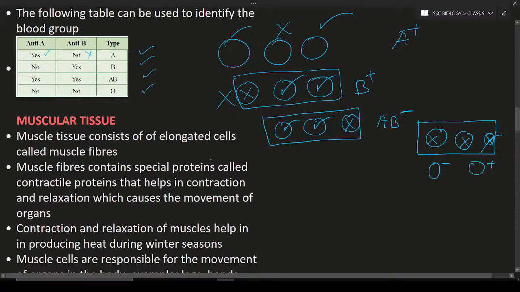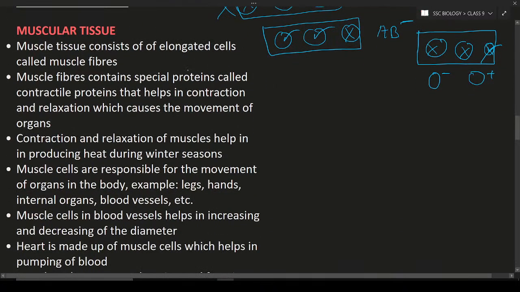So next one will be the muscular tissue. What is muscular tissue? Muscular tissue is a type of muscle cells present in the body for different functions. What are the different functions? Locomotion, digestion, excretion and so on. These are the different biological functions, and in all of them the muscular tissue is helpful.